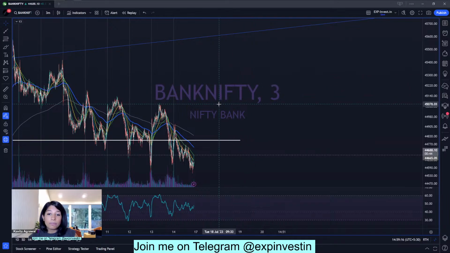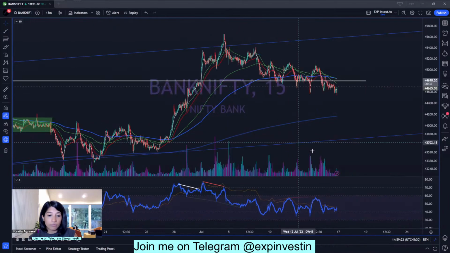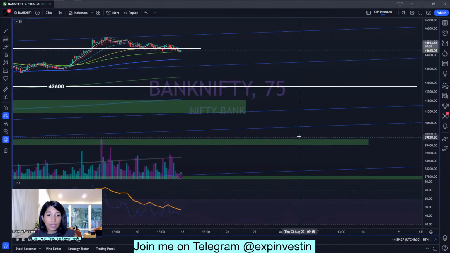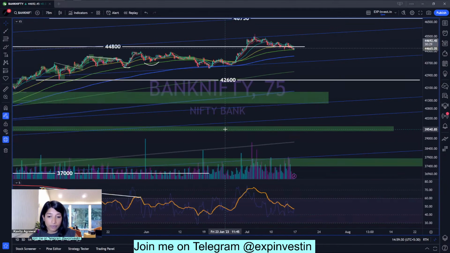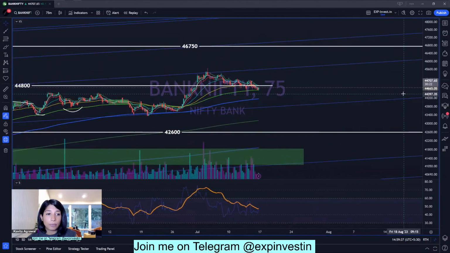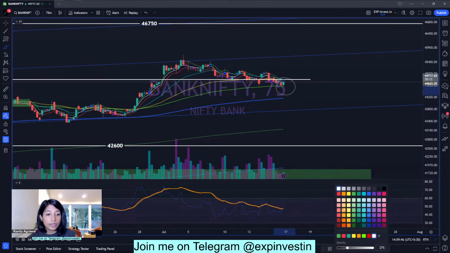But one thing very clearly noticeable on Bank Nifty is this positive divergence, which is developing on the 3-minute time frame, and also on the 15-minute time frame, but not on the 75-minute time frame. However, on the 75-minute time frame, there is one very interesting observation to be made. The price is taking support at the green line, which is nothing but our 100 EMA here.